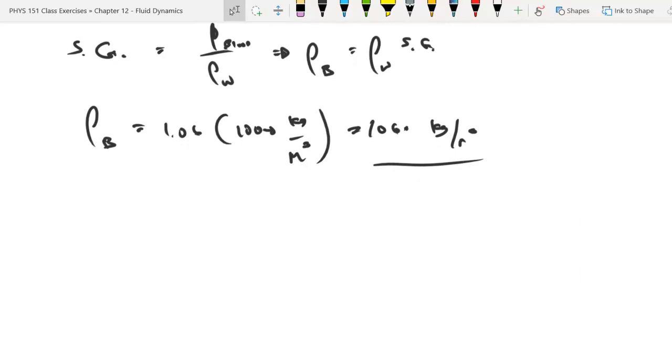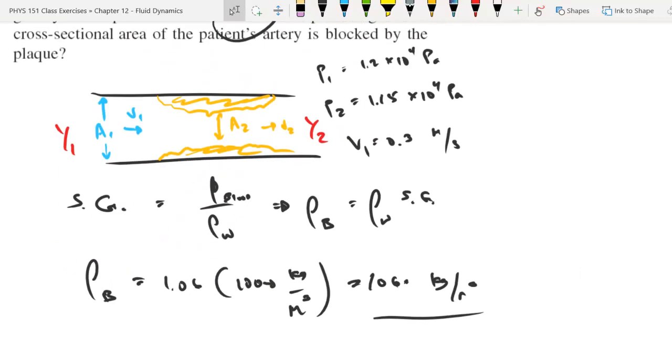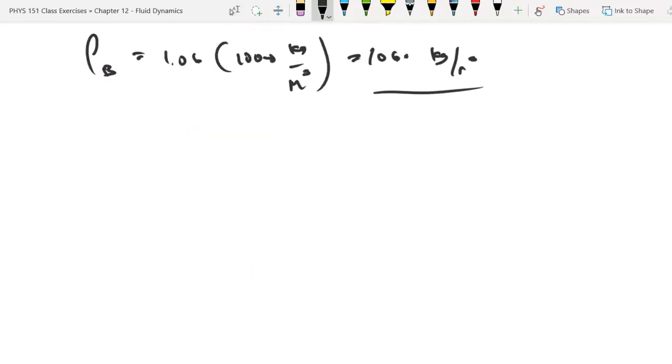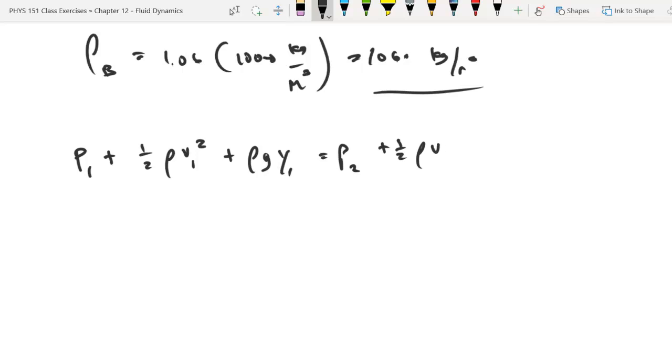Really this would be the work energy theorem for a fluid, right? That's Bernoulli's equation. So at point 1, we have the pressure at point 1 plus the kinetic energy, 1/2 rho V1 squared, plus rho g y1, is equal to the pressure at point 2 plus 1/2 rho V2 squared plus rho g y2, right?